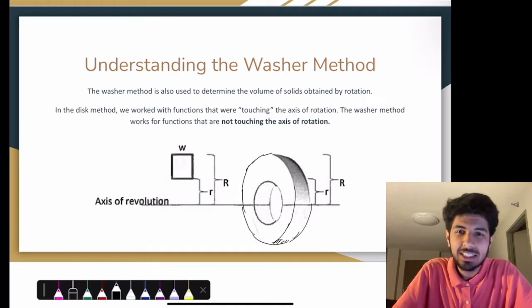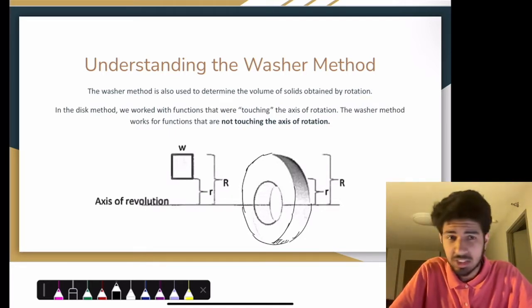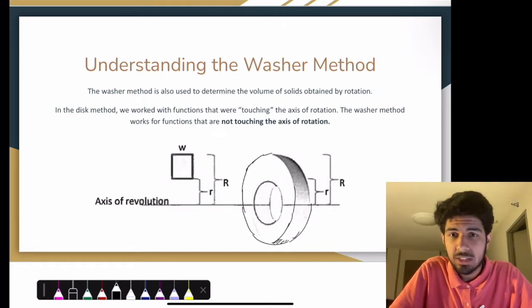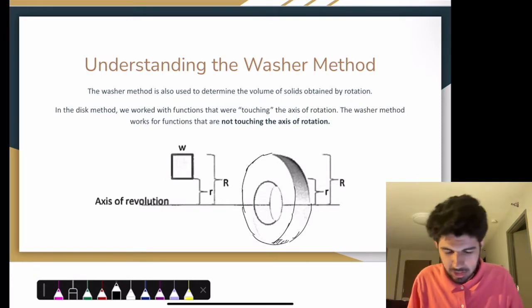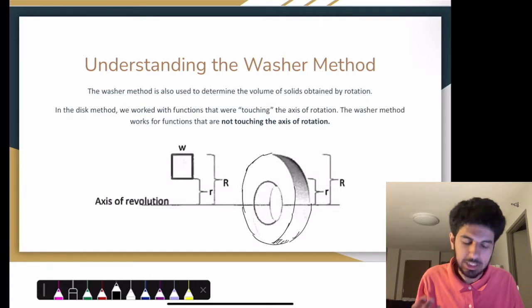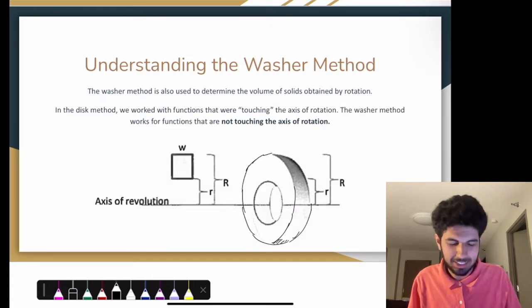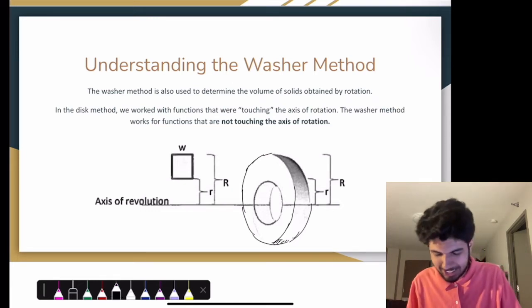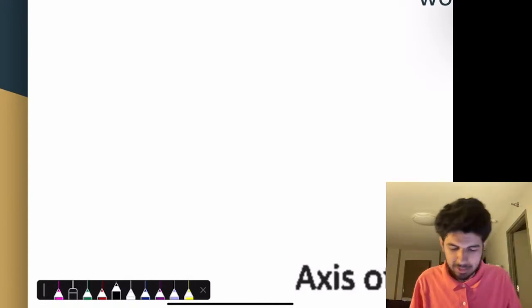Again, this method is used to determine the volume of solids obtained by rotation, just like the disk method was. In the disk method, we worked with functions that were touching the axis of rotation. And the washer method works for functions that are not touching the axis of rotation. Before we delve into this picture, let's review what we've discussed with the disk method.